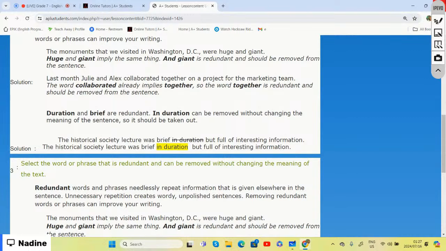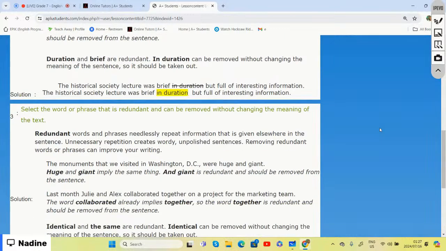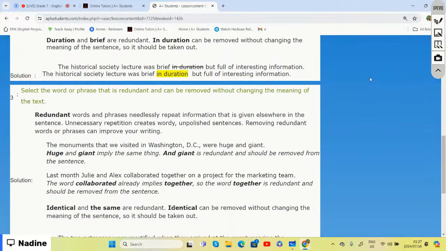All right. So here it says that the historical society lecture was brief but full of interesting information. And when we say it was brief, then we're talking about time, and that is why in the second one they're showing in duration, but full of interesting information. All right, let's go to our test.